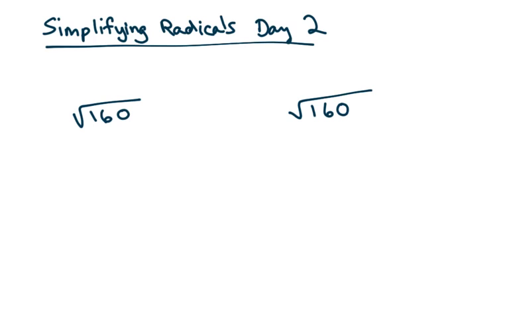So here we have the square root of 160. Let's review what we did yesterday. So we said you can break up the square root by finding perfect square factors. And one way to do that is just picking any factors you can find. So you have your list of perfect squares, and let's say you thought of 4 times 40.